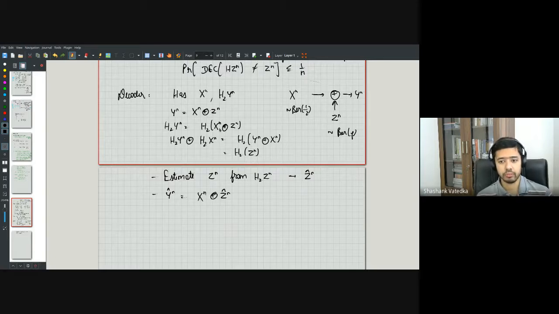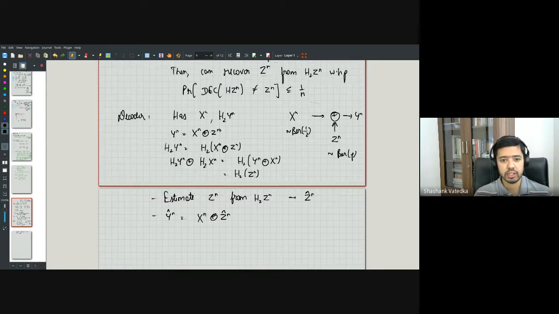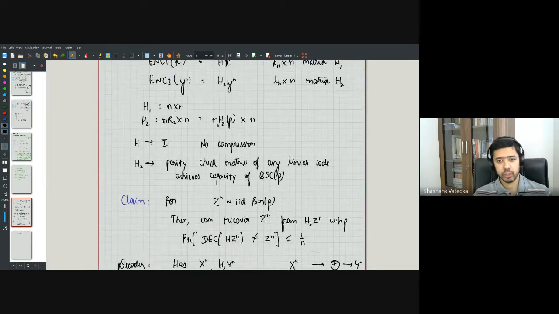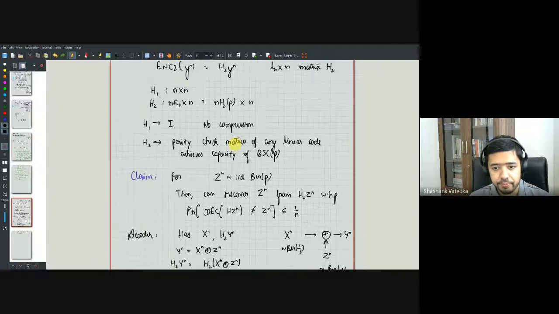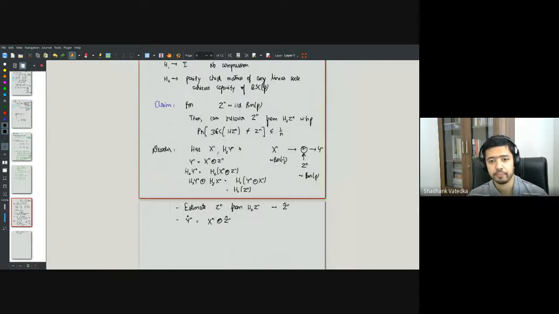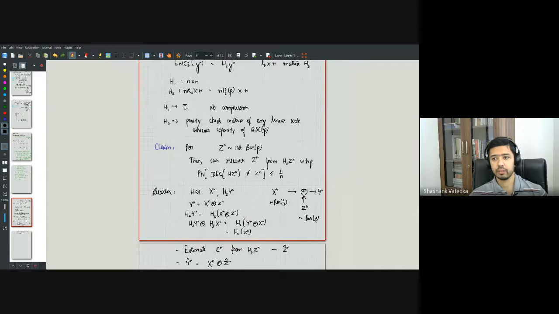And note that we are doing better than individually compressing and decompressing xn and yn. So xn has entropy 1, yn also has entropy 1, and we're in fact achieving a rate of 1 comma h2 of p. All right, so any questions here?